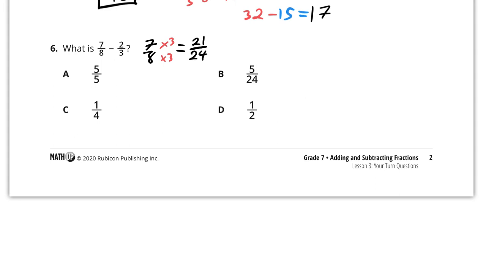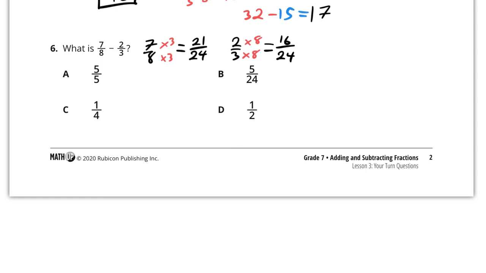We're going to change 2/3 into an equivalent fraction. We're going to multiply this by 8 and this by 8. Because you can see, if we're going 8 times 3 and 3 times 8, we're going to get 24, which is a common denominator, which is very helpful for us. So we've got 24 here, we've got 16 here.